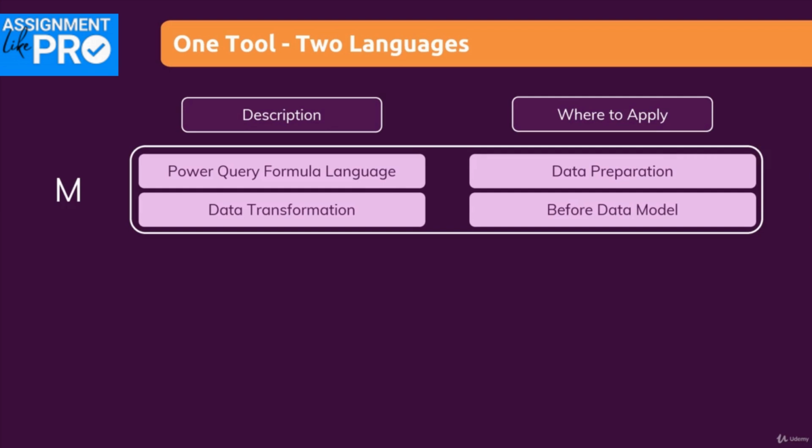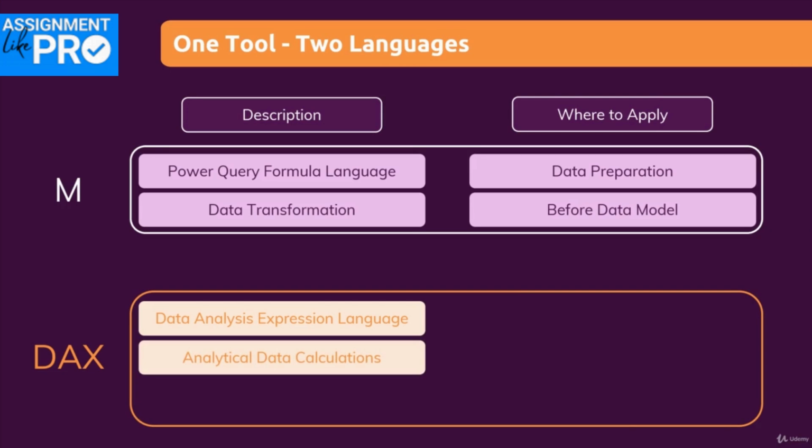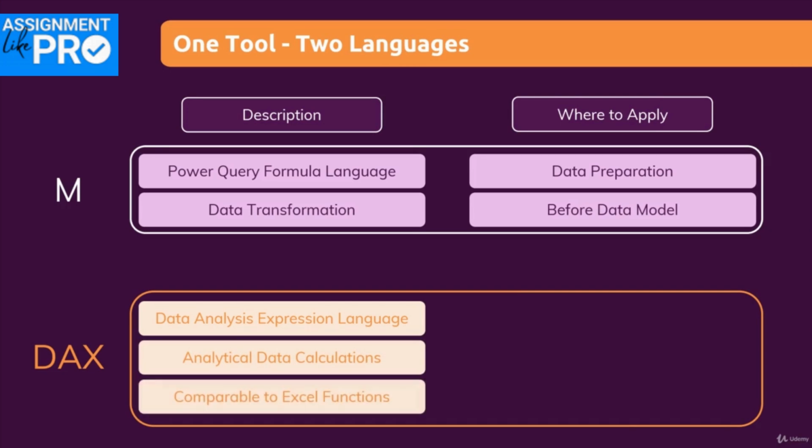In the data model now, we don't have this M language. Here we are in a different section of Power BI Desktop, and in this section, any kind of calculation or interaction with the tables and the columns will be done with the so-called DAX language. Now, what is the DAX language now? Well, DAX stands for Data Analysis Expression Language, and it is the language, the code used in the data model. It is made for analytical data calculations, like calculating averages, for example, and it is kind of comparable to Excel functions. So if you're having an Excel background, you find yourself familiar with the DAX language quite fast, typically.